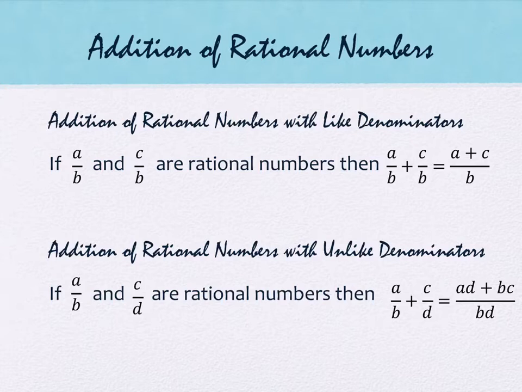The second one says if a over b and c over d are rational numbers and we're trying to add them, so the denominators are not the same, then I actually add AD plus BC over BD.